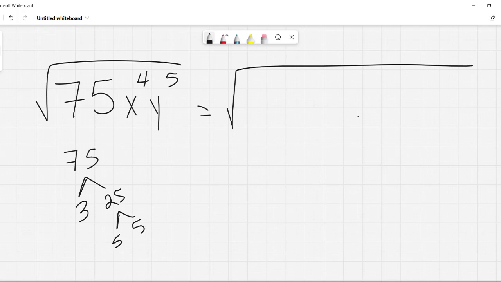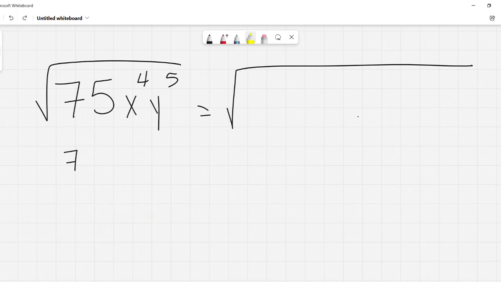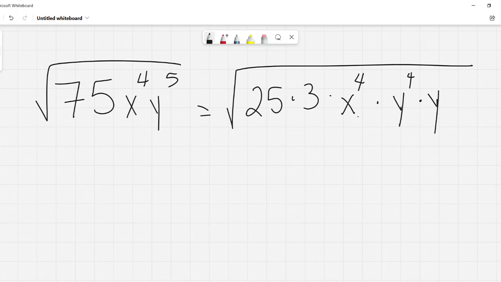Hey, there's my pair. Doesn't matter which way you do it. You will still get the same answer in the end. Okay, so 75 is 25 times 3. X to the 4th is even, so it's x squared times x squared. I'm just going to leave it as x to the 4th because we're talking about the even number. Y to the 5th is not even, so I'm going to change that to y to the 4th times y.